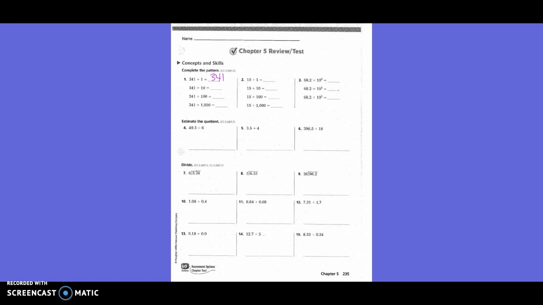Now 341 divided by 10. Which way are we going to move the decimal? To the left. So I'm going to put my pencil here and move it 1 over. And my new answer is 34 and 1 tenth.